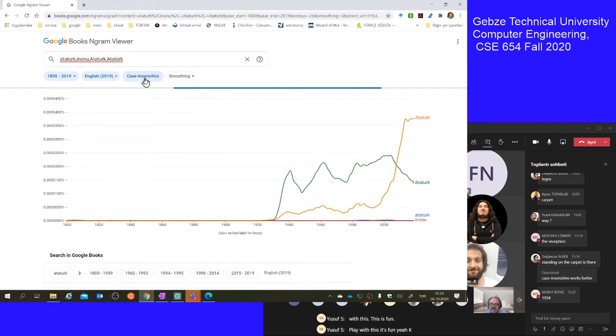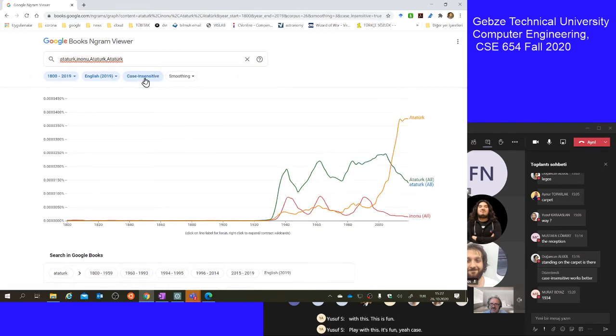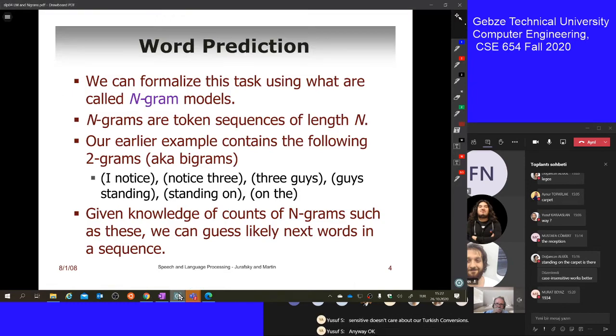Case insensitive. This is case insensitive. Yeah, okay. How come I am not getting this then? Yeah, but case sensitive doesn't care about our Turkish conversions. Anyway, okay. Let me go back.